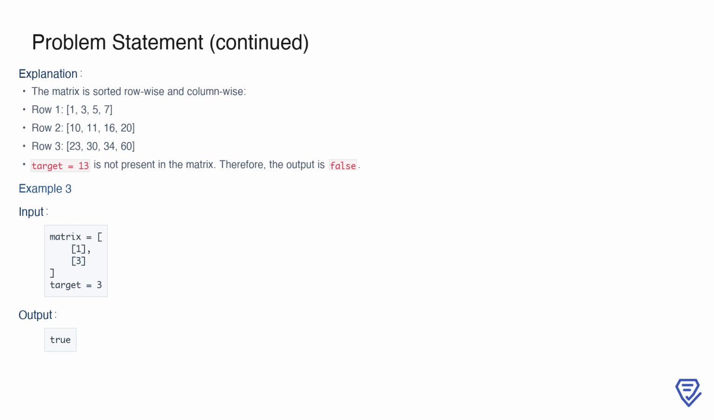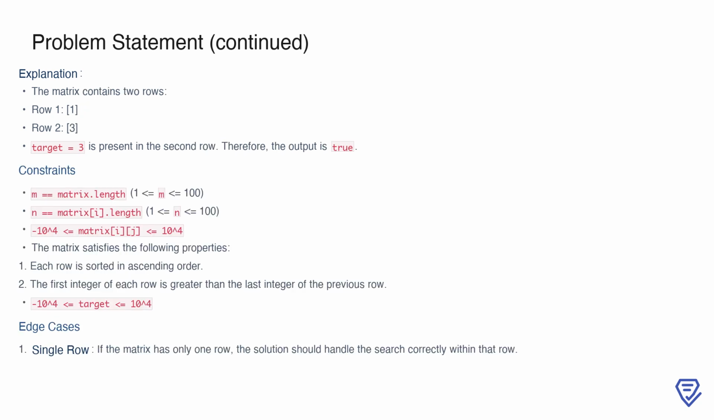Now, let's consider a third example. Here, the matrix contains only 2 rows, the first row contains 1, and the second row contains 3. The target is 3, which is present in the second row. Therefore, the output in this case is true.